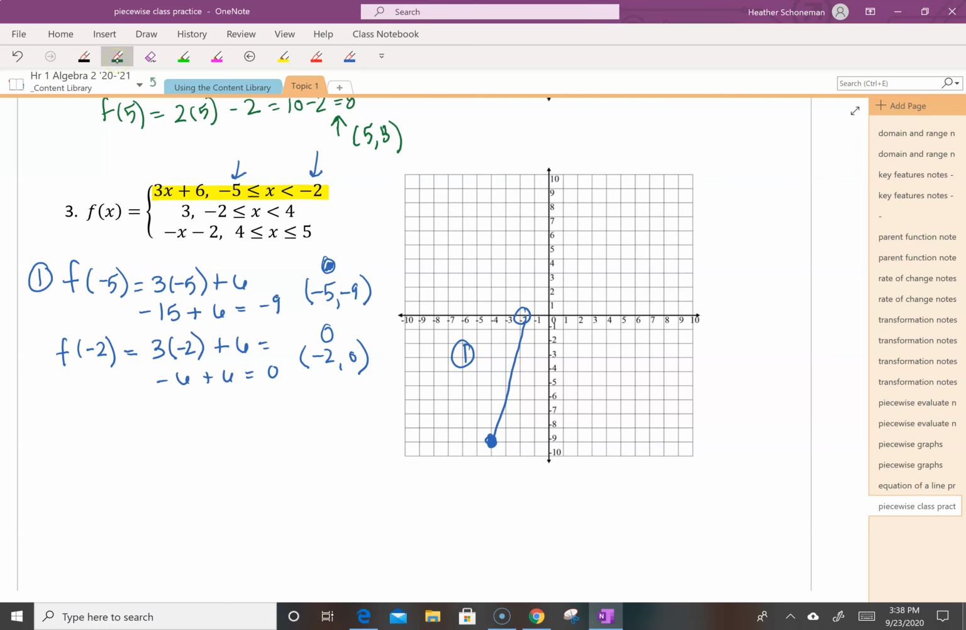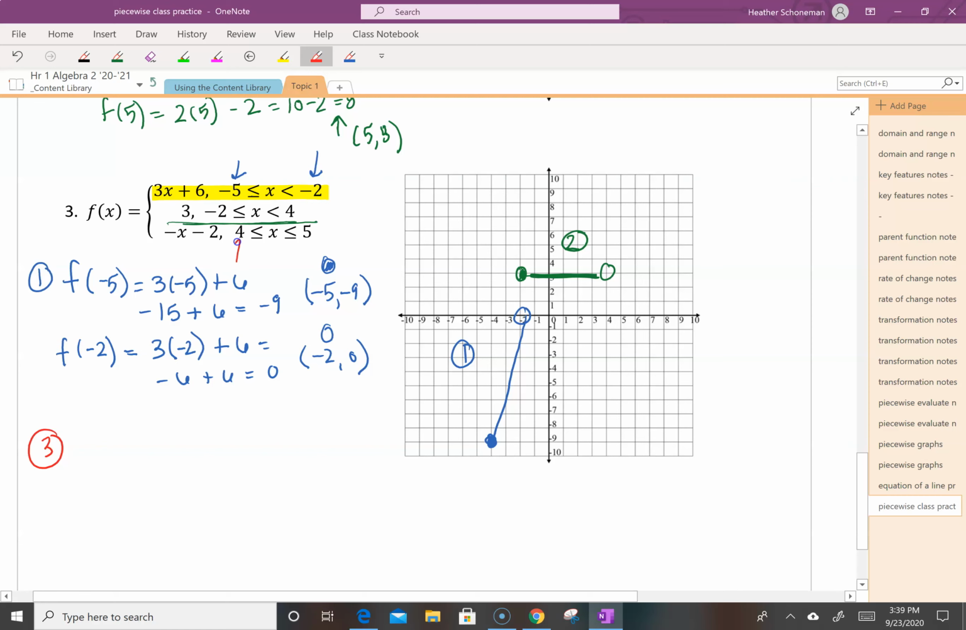Okay, let's do line 2. Line 2 just says f of x equals 3. So it's going to be a flat line at 3, but we've got to figure out where it's going to be. It's going to start at -2 at a closed dot, and it's going to end at 4 with an open circle because it's less than, and it's all the points where y is 3 in between. There's my second graph.